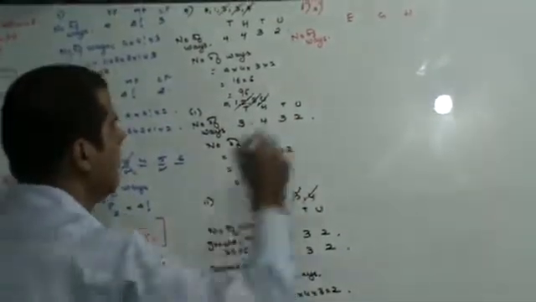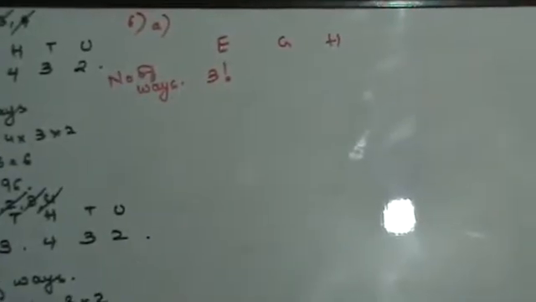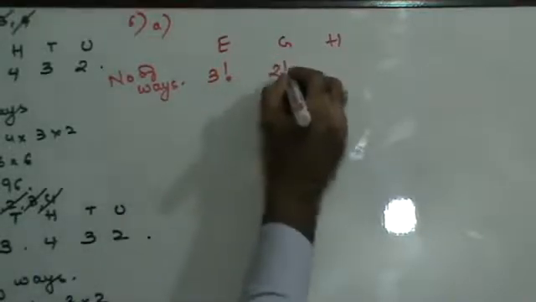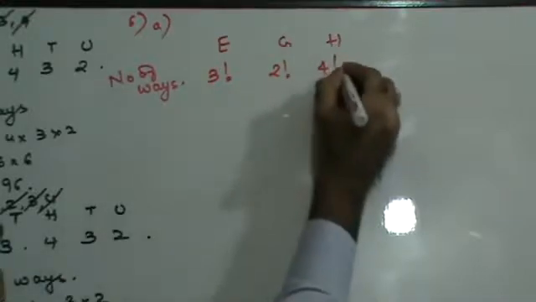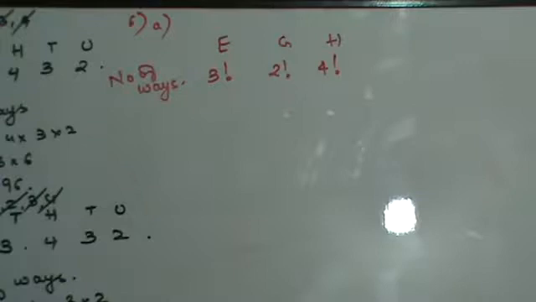3 books, 3 places. They can be arranged in 3 factorial ways since the number of objects and places are the same. Next, 2 books of geography. 2 books of geography will occupy 2 places. So 2 books, 2 places, they can be arranged in 2 factorial ways, right? Then there are 4 books of history. 4 books, 4 places. When I arrange them on the shelf, they will occupy 4 places. They can be arranged in 4 factorial ways.